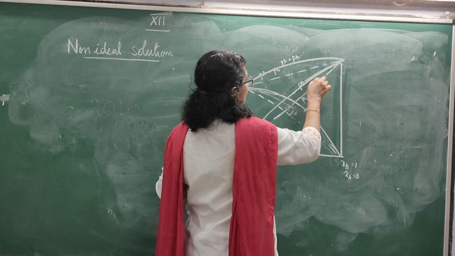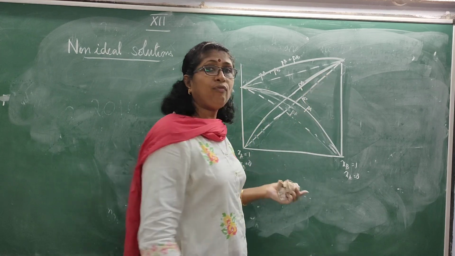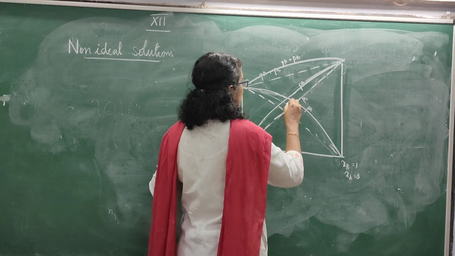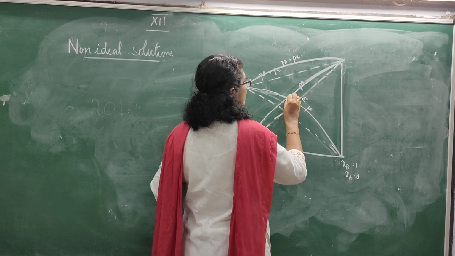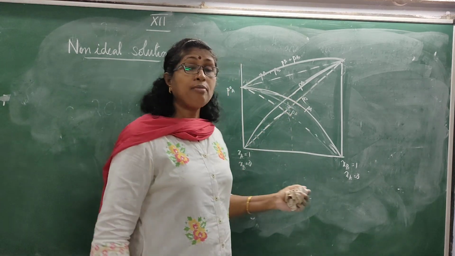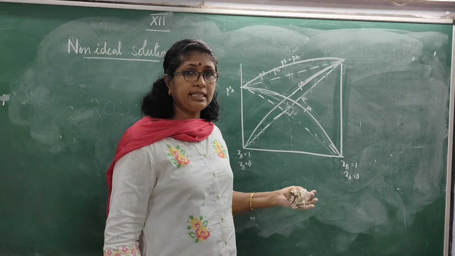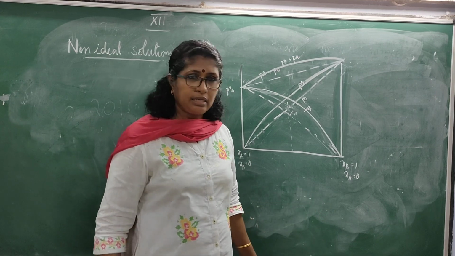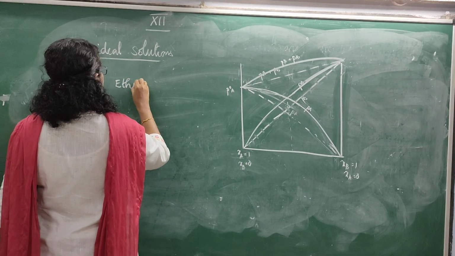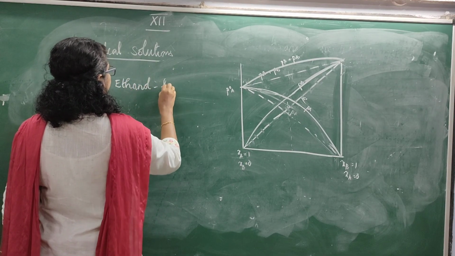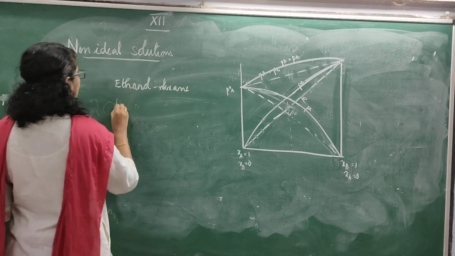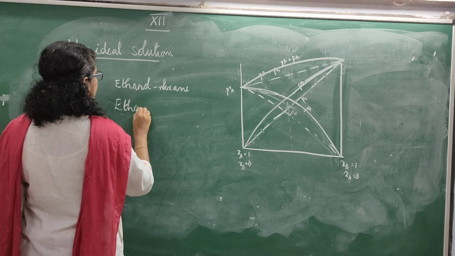So what happens? The vapor pressure is higher than what we expect. Now you see a solution here. This is a point where it forms an azeotrope. Ethanol and hexane is one example which shows such type of positive deviation, or ethanol and water is another.